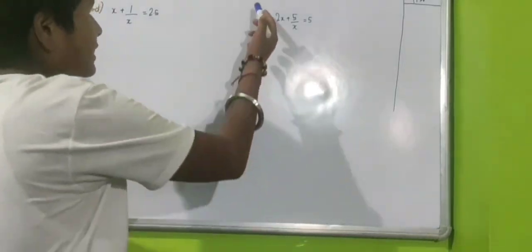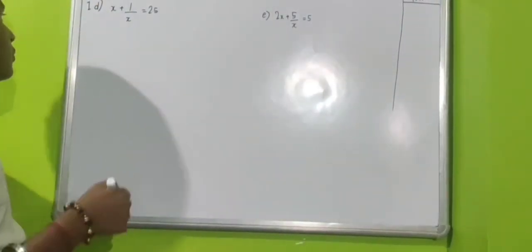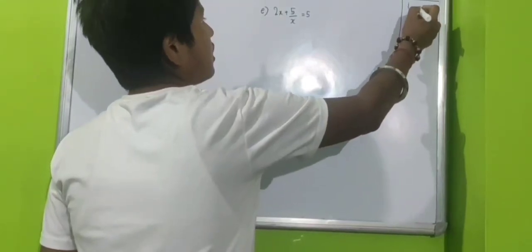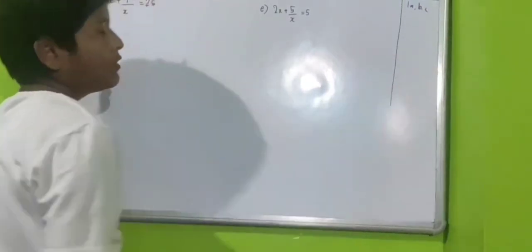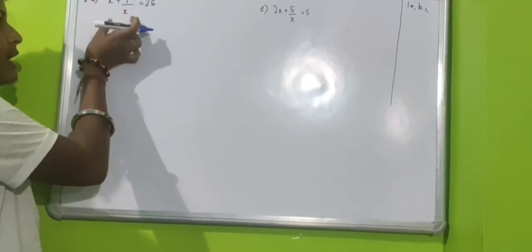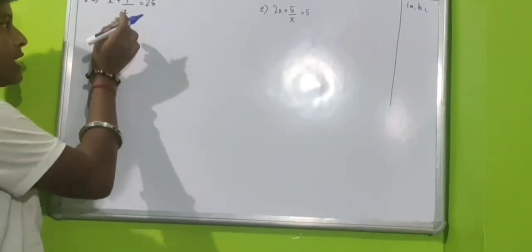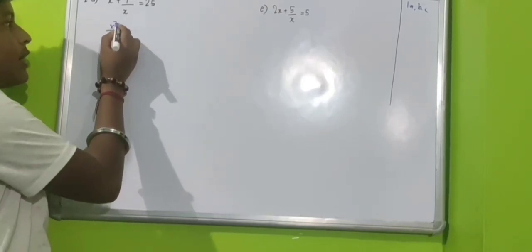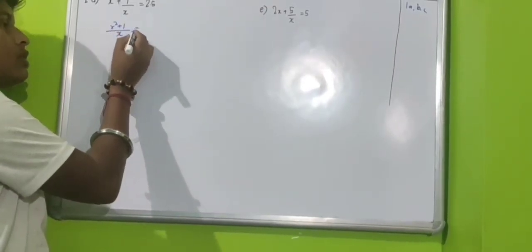Now we will start with exercise 5b. Question number 1, part B. Parts A, B and C are homework. We will do part D. Here take the LCM of x for both sides. It will be x square plus 1.